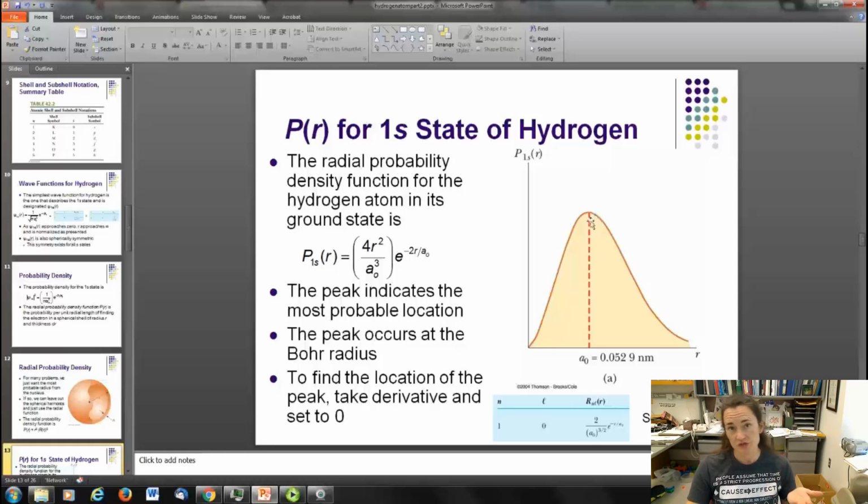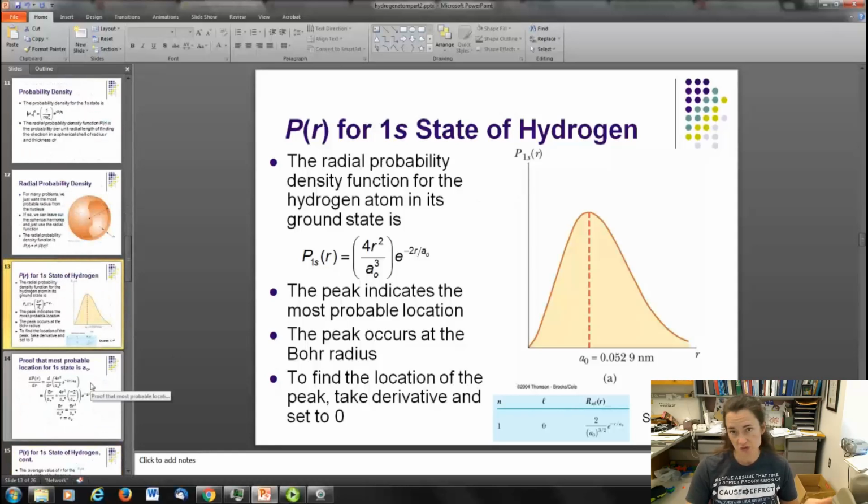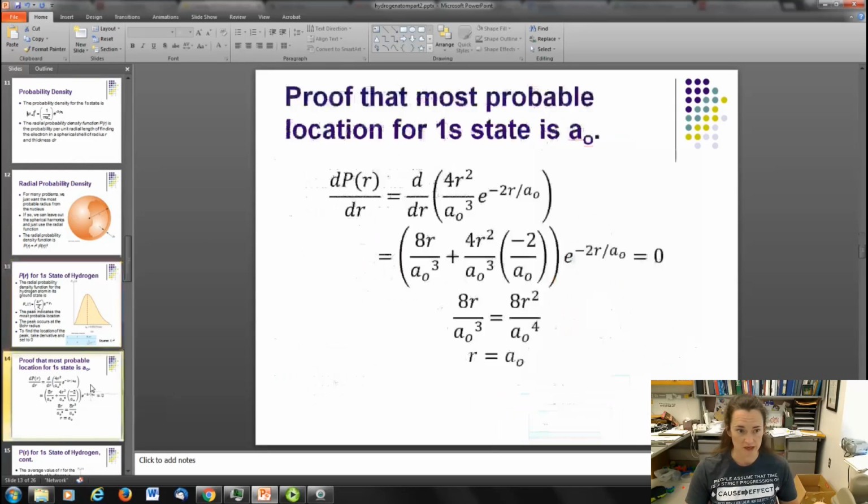Now, to do this for any given wave function and not just the 1s state, if you want to find your most probable location, what you would do is take the derivative of your probability density function, set it equal to 0, and then solve for r. So I'm going to prove to you now that the most probable location is at the Bohr radius, a naught.